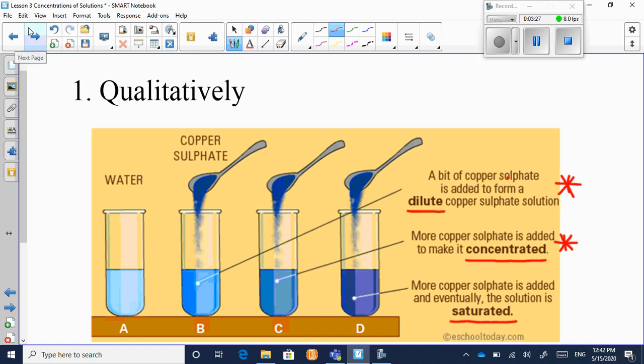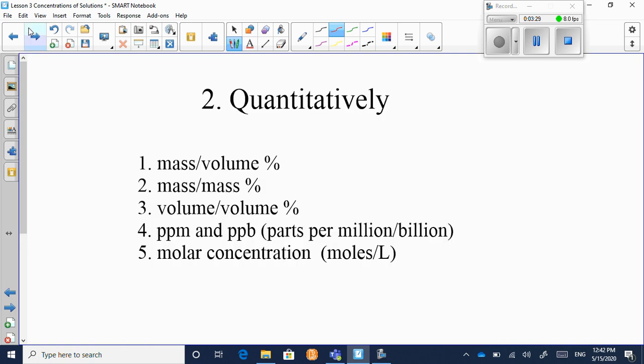But what we're mainly interested in, I've got to be honest with you, is quantitatively. This is the second way of describing the concentration, and this is by putting a number on it. We're going to learn 5 different ways of describing the concentration quantitatively.